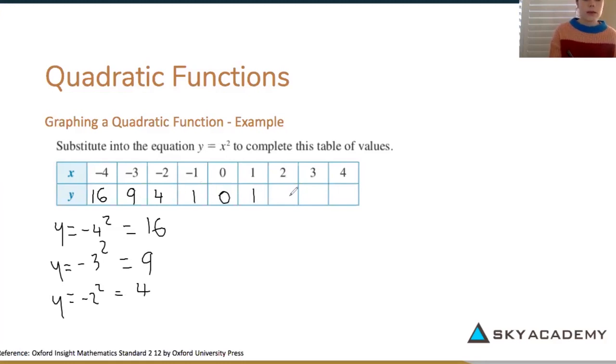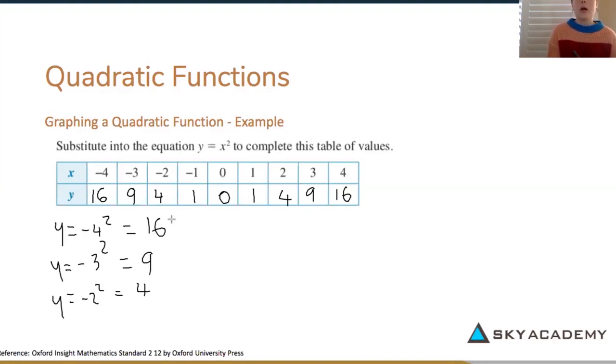So the y values are 16, 9, 4, 1, 0, 1, 4, 9, and 16. As we know that a parabola is symmetrical, these values will create a symmetrical pattern. If they do not create a pattern such as that, that might be an indication that you're doing it wrong. Now I'm going to draw up a number plane to graph this function.